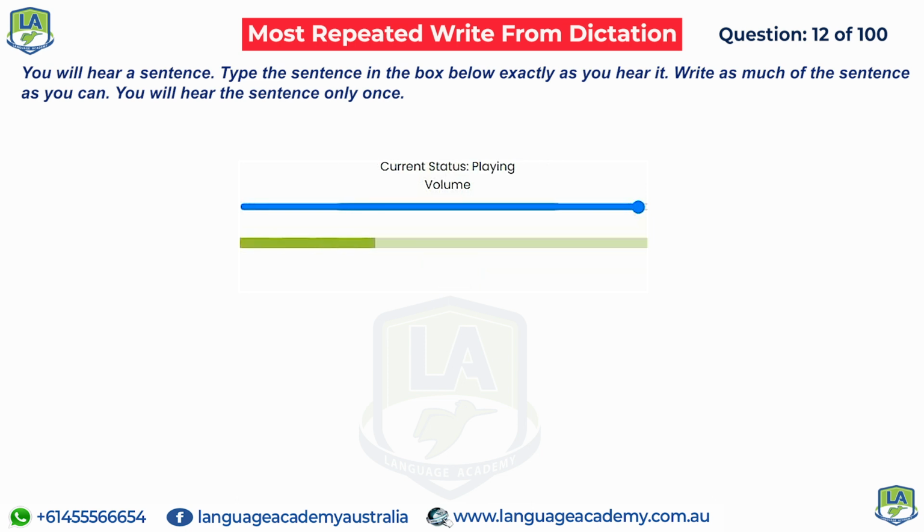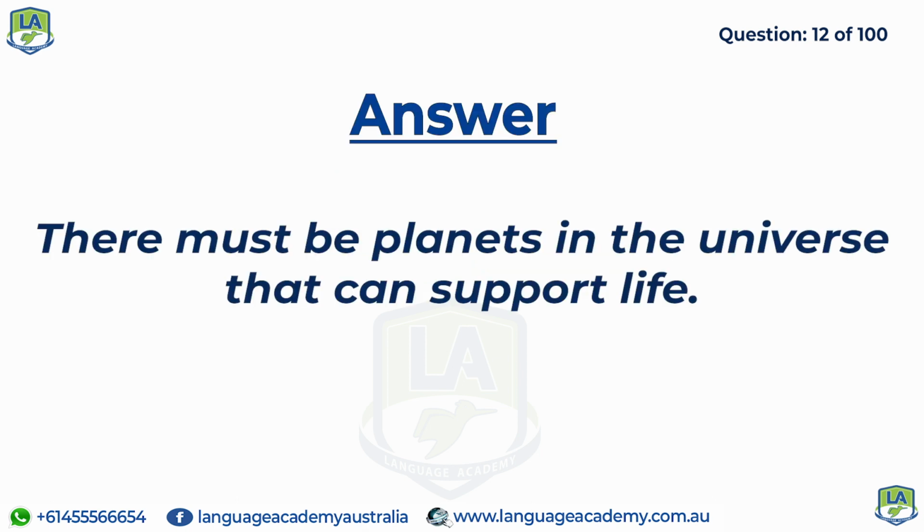There must be planets in the universe that can support life.